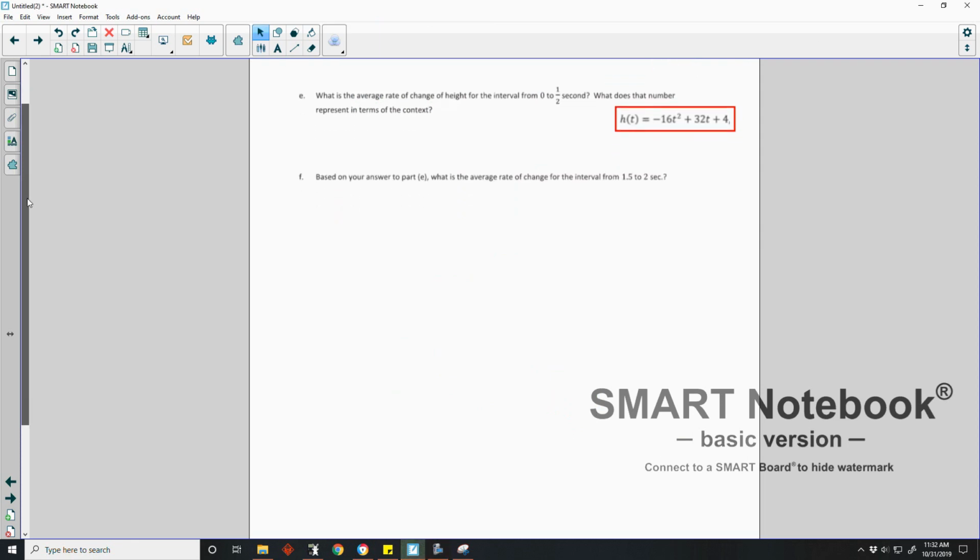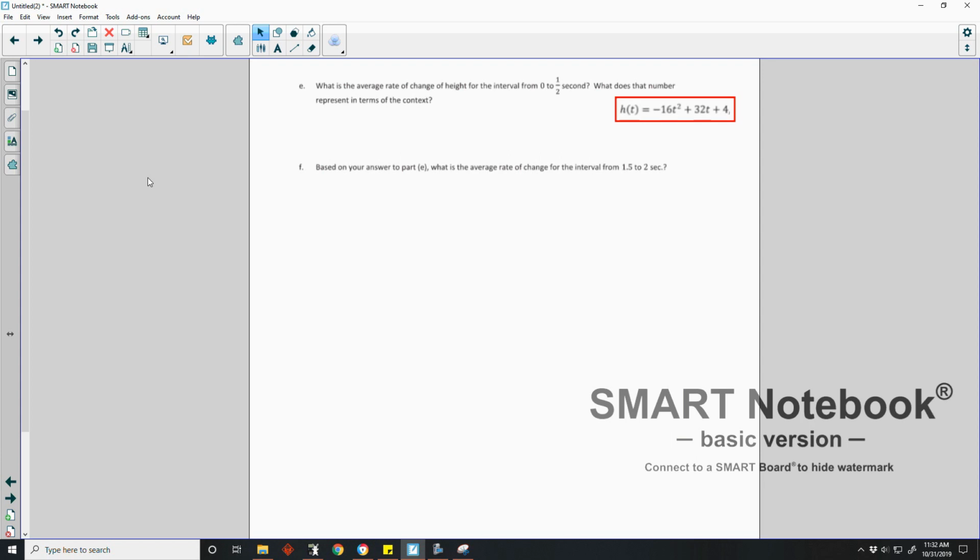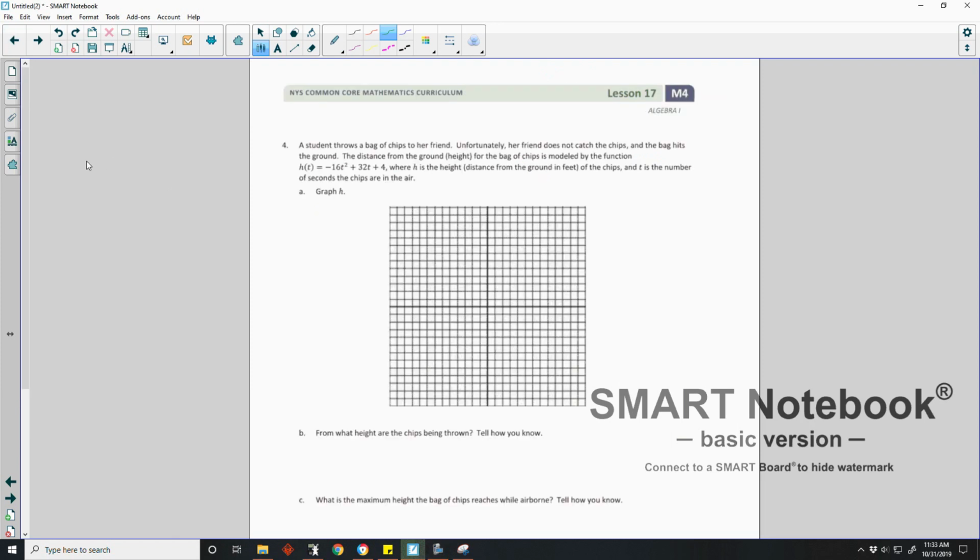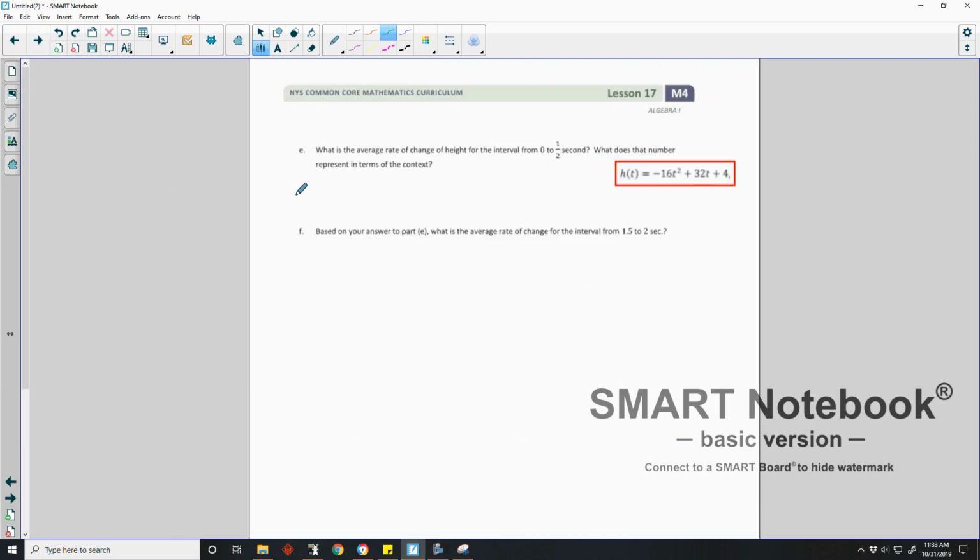Okay, part F says, based on your answer from part E, what is the average rate of change for the interval from 1.5 to 2 seconds? Okay, so we just did 0 to 1/2. Now they're asking 1.5 to 2. So if I go back to our graph, oh, the graph is gone. Okay, so we're going from 0 to 1/2, and we got 24 feet per second. And now they're saying, based on your answer from part E, what is the average rate of change for the interval from 1.5 to 2 seconds?